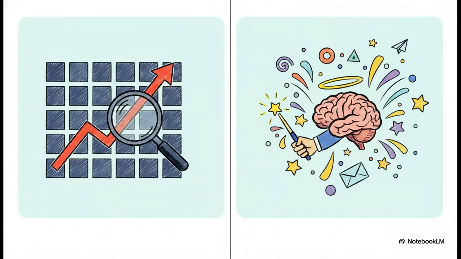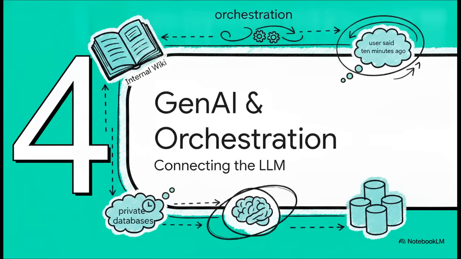Honestly, the best enterprise systems actually combine both, maybe using traditional AI to predict customer churn and then Gen AI to draft a highly personalized email to win that specific customer back. Let's move to step 4, Gen AI and LLM orchestration. This is where we bridge that gap from a raw model to a useful application.